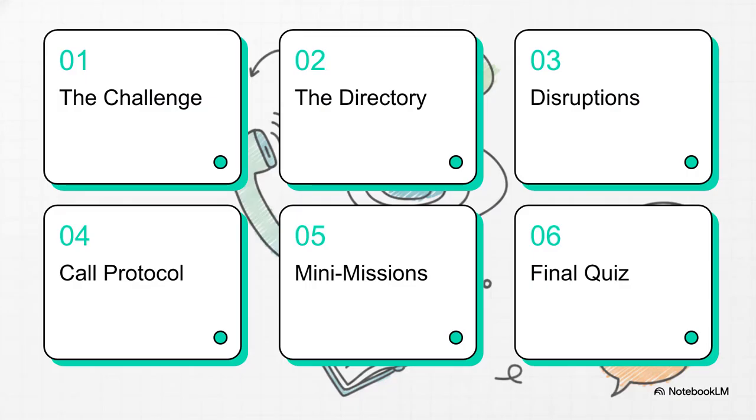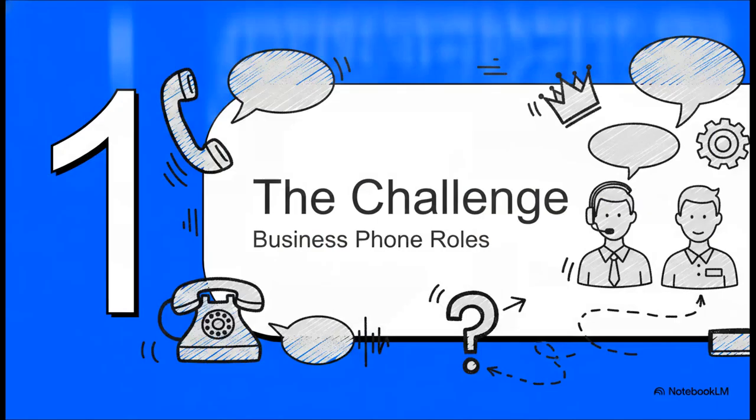Here is the life cycle of a business call we'll be mastering today. We're looking at 1. The challenge, 2. The directory, 3. Disruptions, 4. Call protocol, 5. Mini missions, and we'll wrap up with 6. A final quiz. First up, Part 1, the Business Phone Challenge.